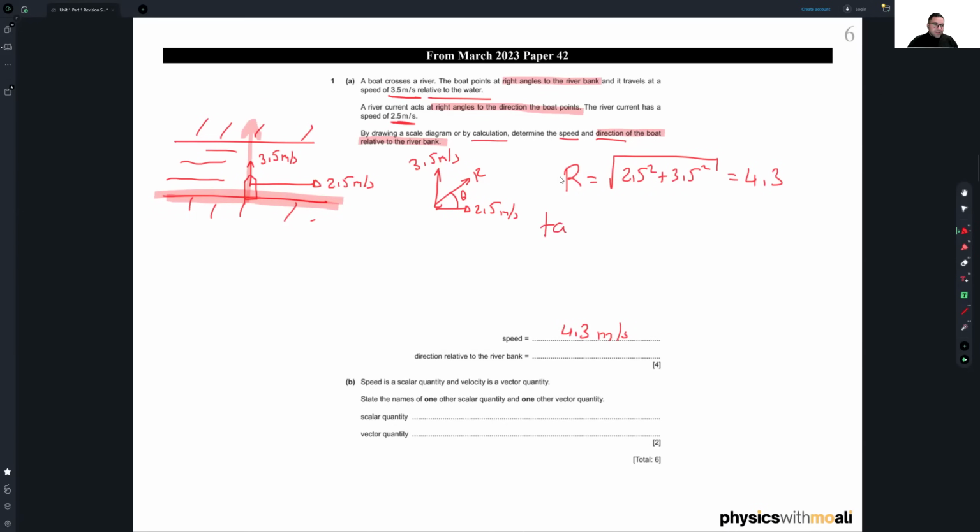So tan theta equals opposite over adjacent. Remember, adjacent first. Adjacent is the 2.5. It's the one next to the angle. So the opposite has to be the other vector, 3.5. So theta is equal to tan power negative 1, 3.5 over 2.5. So shift tan 3.5 over 2.5, which gives me 54.46. We can just write that down as 54 degrees, and we have a nice night.